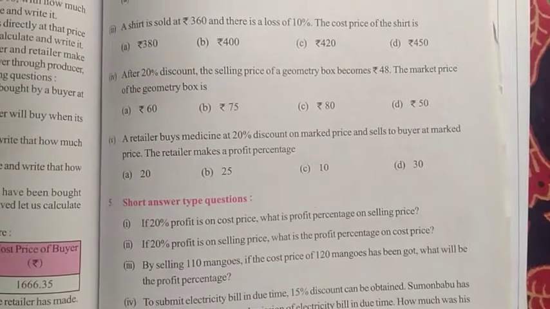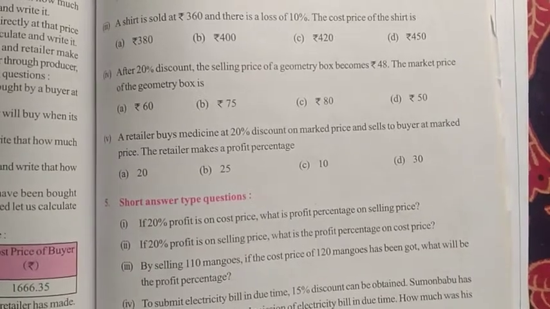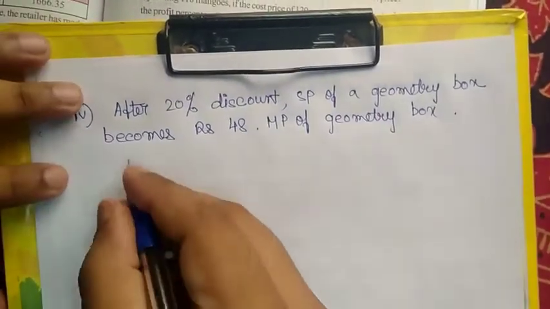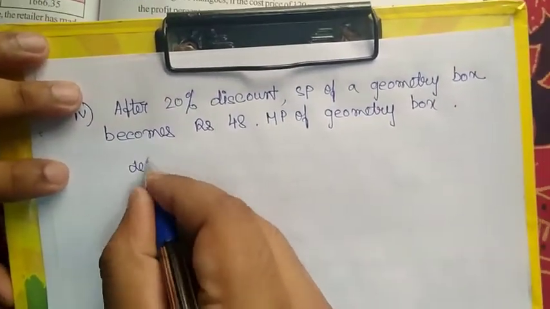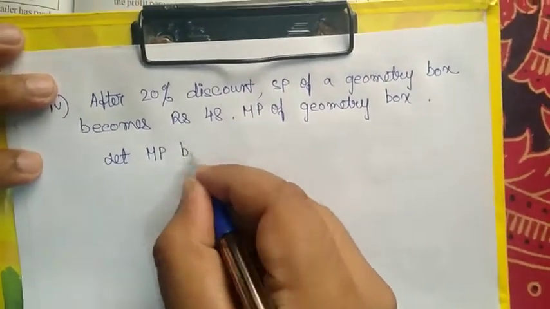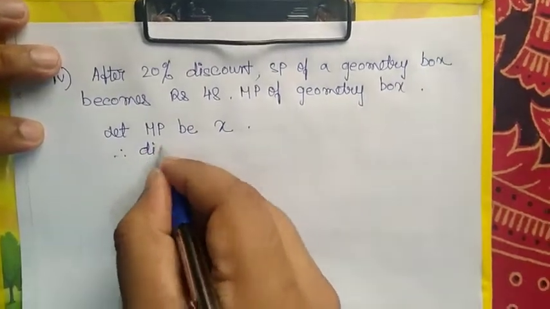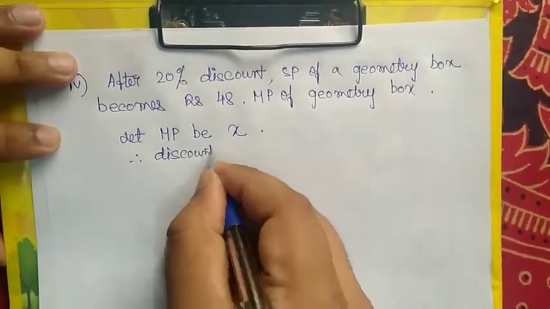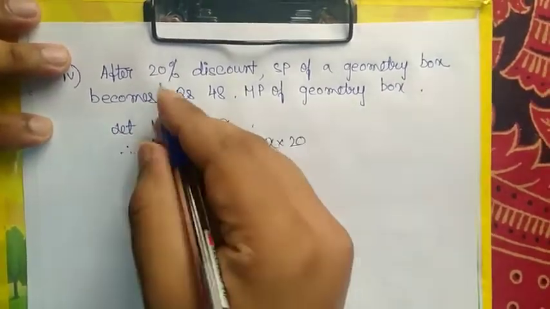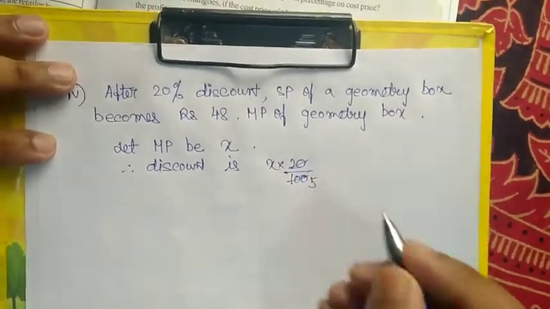After a 20% discount, the selling price of a geometry box becomes rupees 48. We have to find the market price of the geometry box. So let the market price be X. So therefore discount equals X into 20%. Eliminating by 20 we get X by 5.